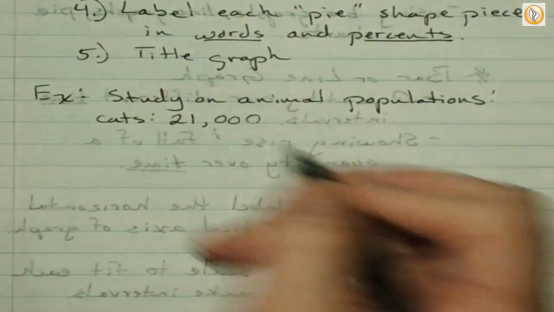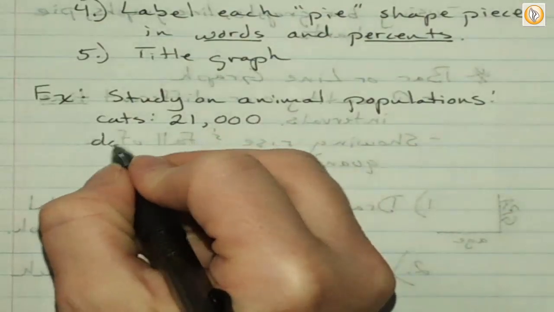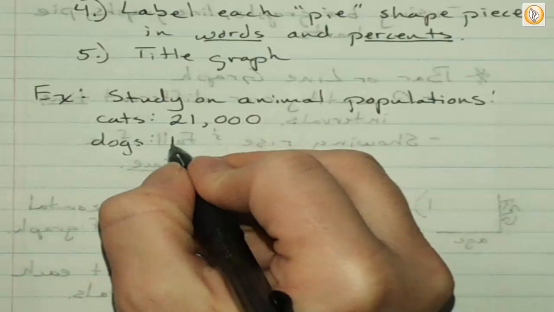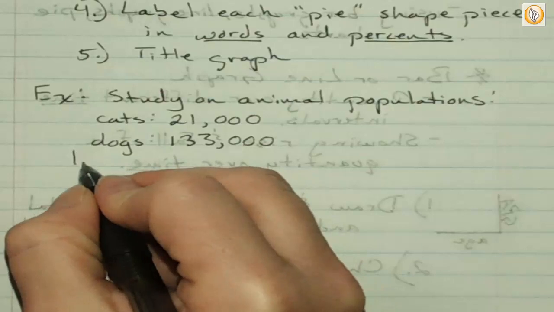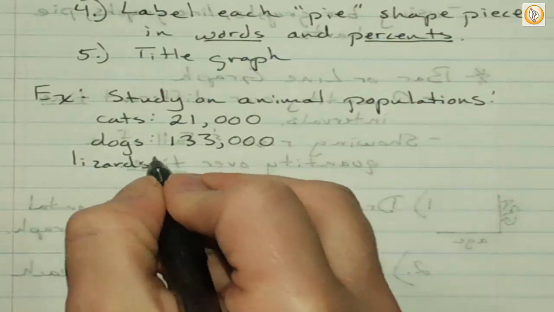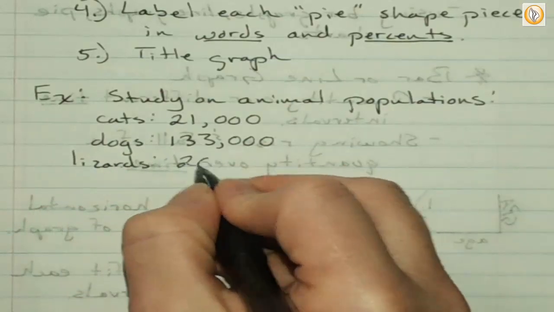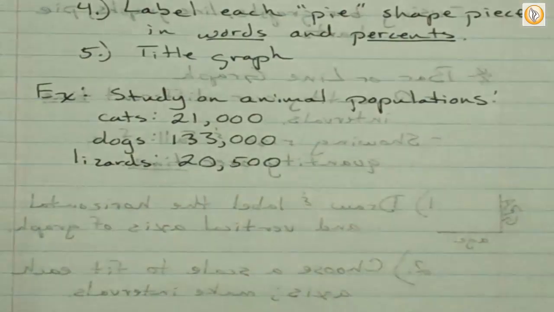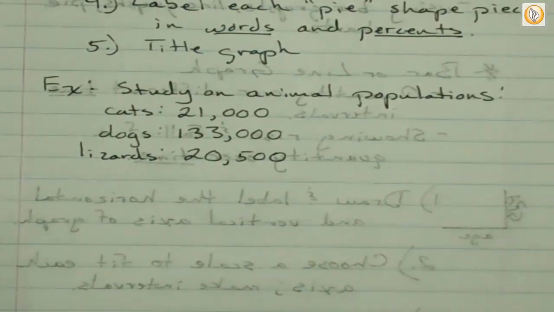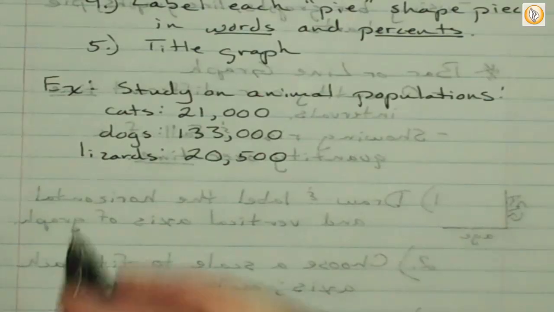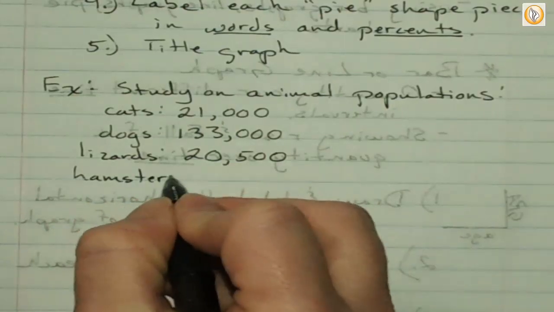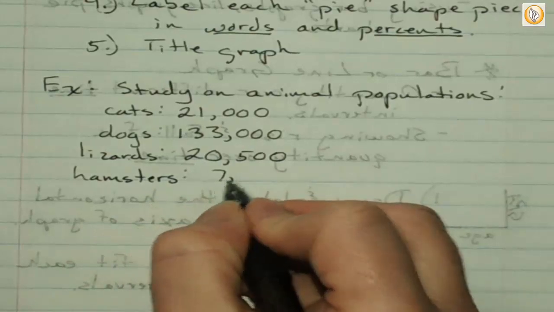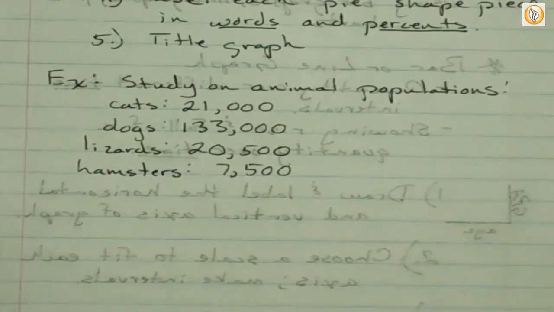21,000 cats, 133,000 dogs, and believe it or not, I find this a lie, 20,500 lizards. I mean, I see them running around my yard all the time. I think the number should be higher. And 7,500 hamsters.